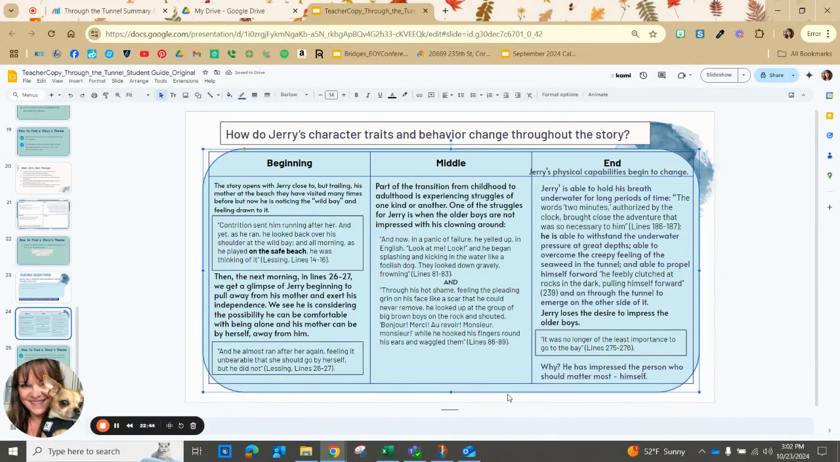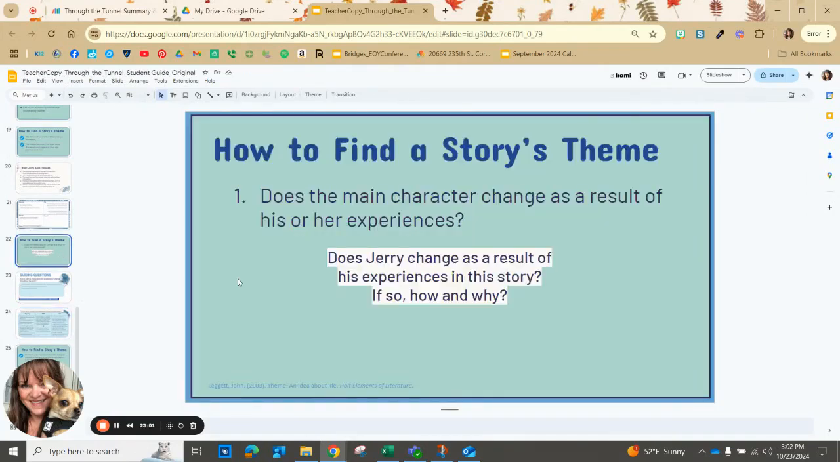All right. So, let's say, I guess that sort of starts to happen in the middle, that his physical capabilities start to change. So, I don't know where we want to put that in what column. But I think we have answered, at least partially, that Jerry does change as a result of his experiences in the story. And we've shown how, and we've shown why. And I think there are many other examples we could give too. We could probably make 3 or 4 of those charts or those tables.